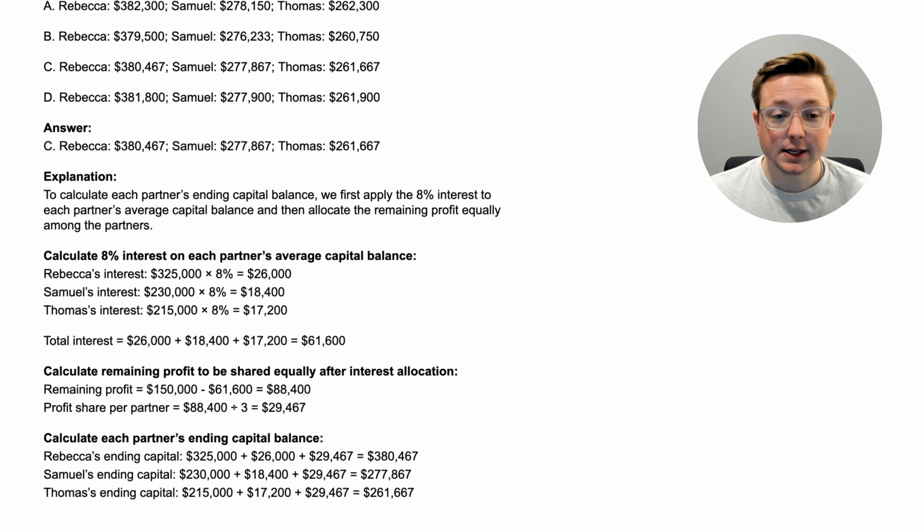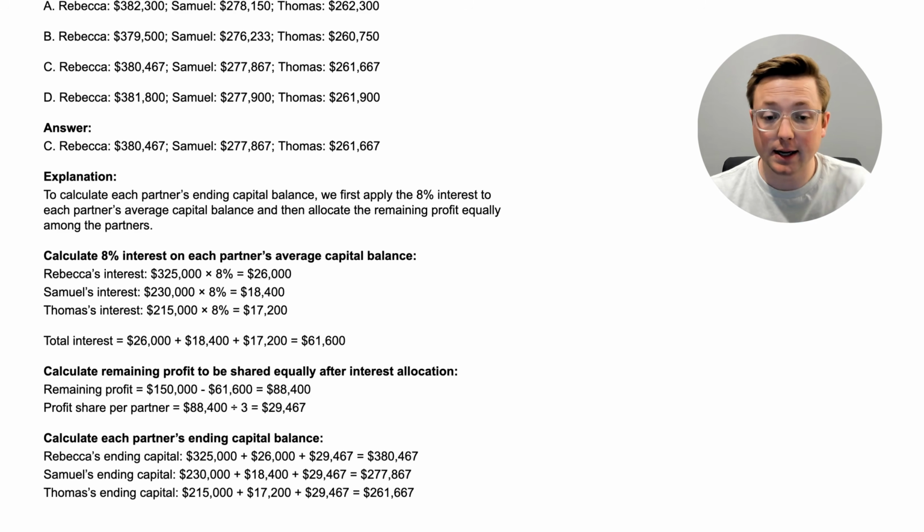All right, here we are. The answer is C. Rebecca would have $380,467. Samuel would have $277,867, and Thomas would have $261,667. So let's walk through this. To calculate each partner's ending capital balance, we first apply the 8% interest to each partner's average capital balance, and then allocate the remaining profit equally among the partners.